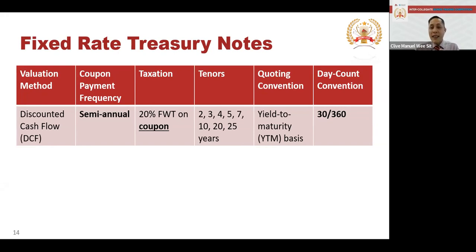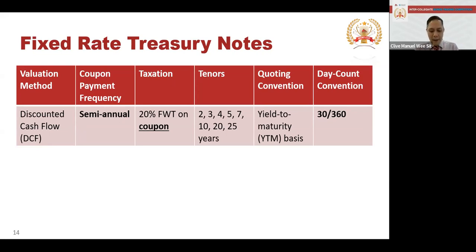But for ease of calculation, 30 over 360 makes it easier to compute for interest accrual because you're only assuming 30 days a month and 360 days a year. So if you're saying it's February, February assumes that there's still 30 days in the month. January, we know in actuality has 31 days. We assume it only has 30 days in a month. June, we know has 30 days in a month. It is 30 days in a month.